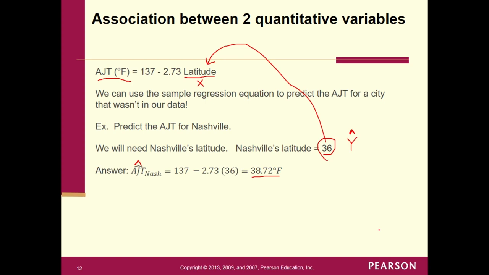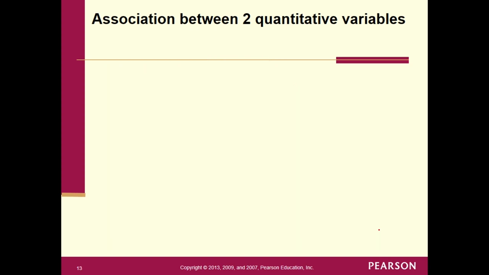37.5. So what do you think? Did our equation do a pretty good job? I think so. That's a pretty close prediction. And remember, we had a very strong relationship between x and y based upon the correlation coefficient. So we shouldn't be all that surprised that our equation did a pretty good job in predicting Nashville's average area temperature.